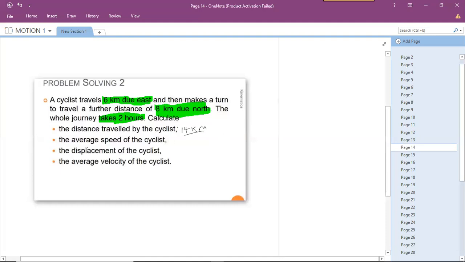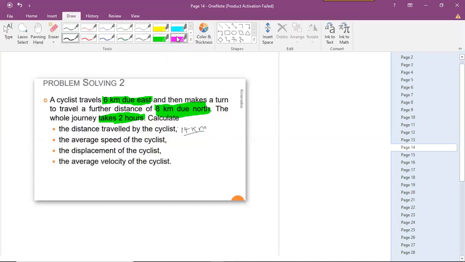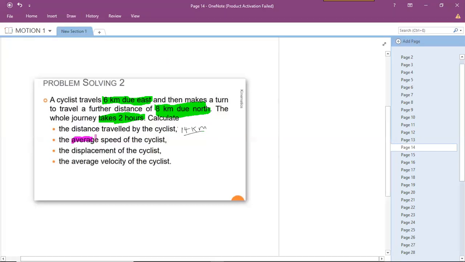Then the next question asks for the average speed of the cyclist. When it clicks into your head, you'll be like, ooh, average speed, I've known this. To get the full marks, I have to first state the formula for average speed. I'm going to say average speed is total distance over total time.